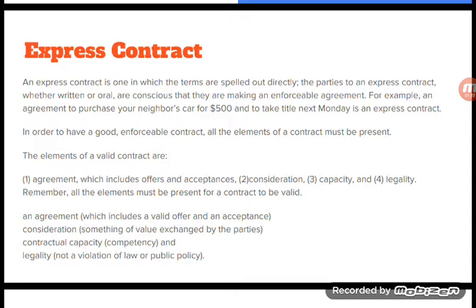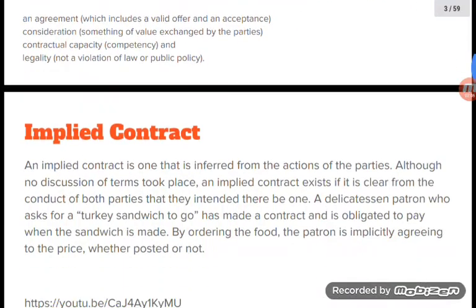These are the elements that an attorney would need to show in a courtroom to prove that there was a valid contract between two parties. These four elements of a valid contract are an agreement, which you can break up into an offer and an acceptance; consideration, which is something of value exchanged by the parties; contractual capacity, which means the competency, the mental capacity, and ability to understand the contract and its purpose; and legality, meaning that the contract does not violate the law or public policy.